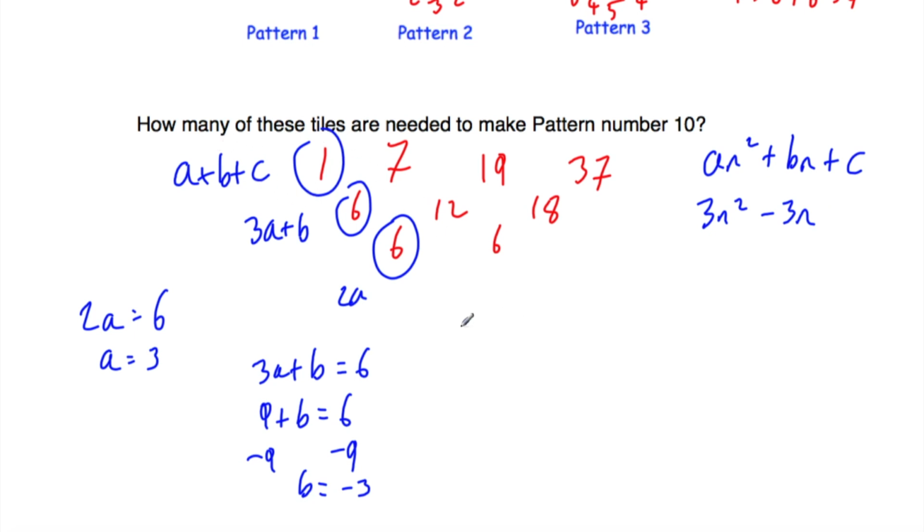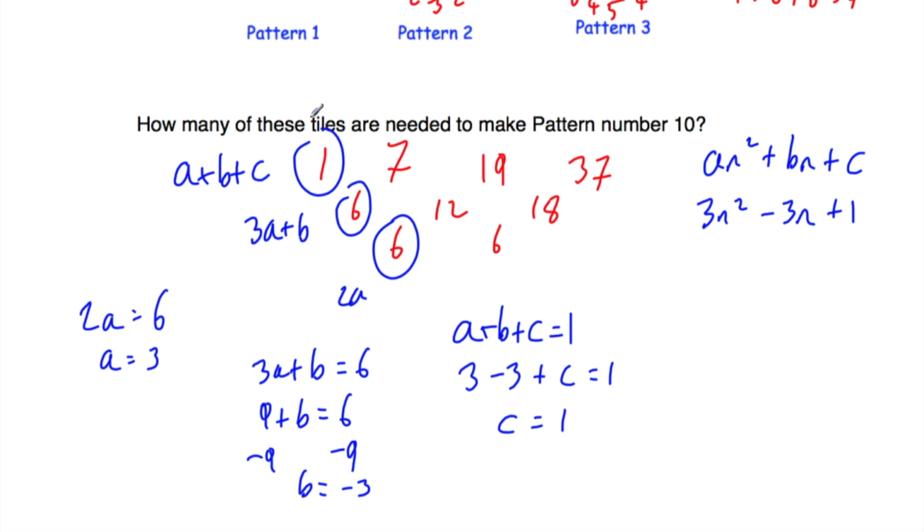So if we look at the first term of the sequence, we've got a plus b plus c is equal to 1, and a is equal to 3, b is equal to minus 3. So instead of writing plus minus 3, I'm just going to write minus 3, and then we've got plus c is equal to 1. 3 take away 3 is 0, so you've got just c on its own is equal to 1, so it's going to be plus 1.